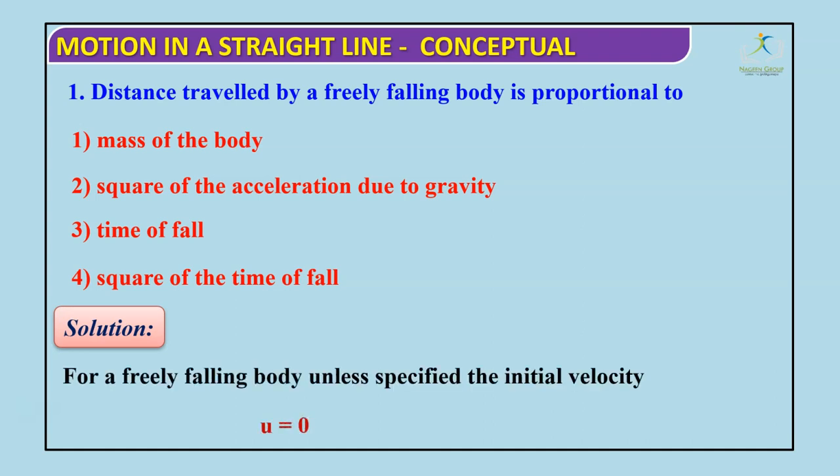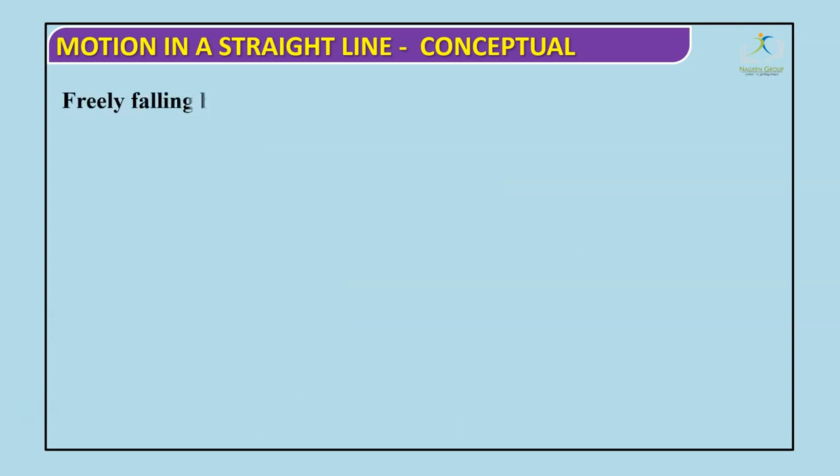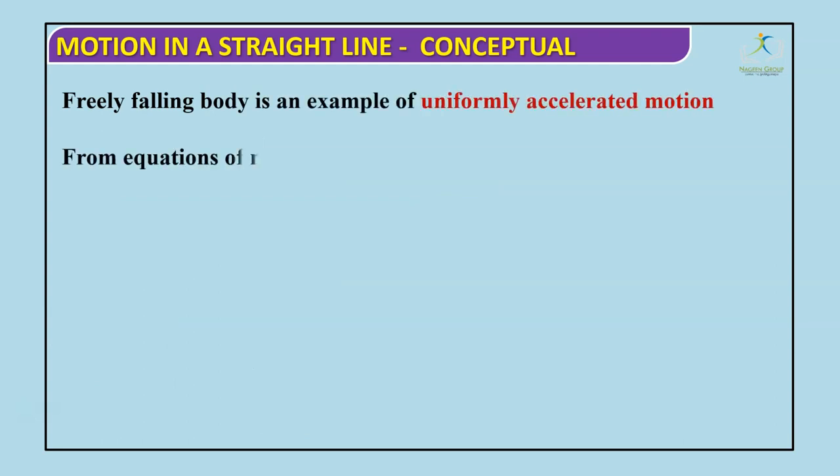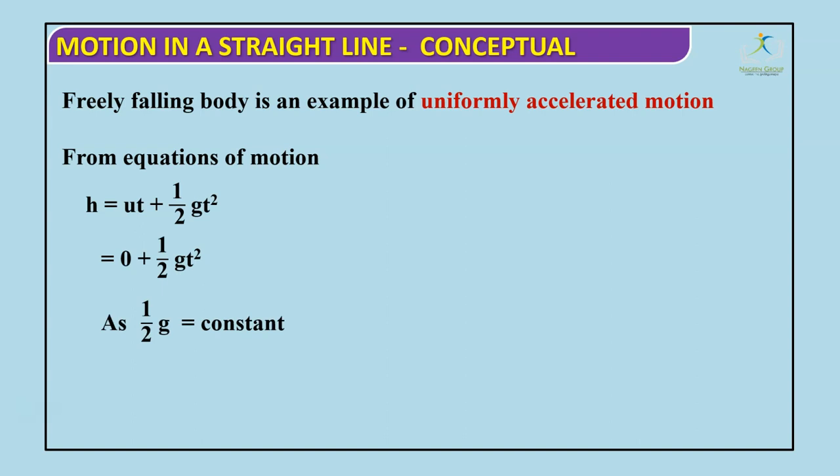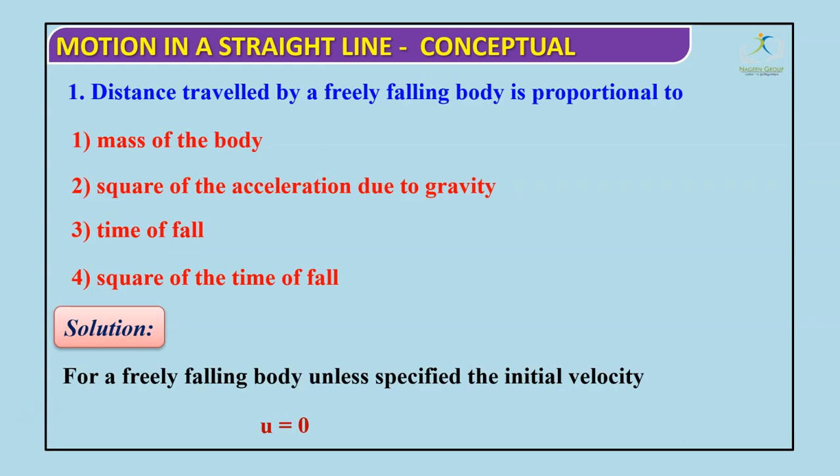students, we know for a freely falling body, unless specified, the initial velocity u is equal to 0. So a freely falling body is an example of uniformly accelerated motion. From the equation of motion, h is equal to ut plus half at square. And if u is equal to 0, then h is equal to half gt square. Since g is a constant, half g is a constant. So we can say h is directly proportional to t square. Hence, the correct option is option 4, that is the square of the time of fall.